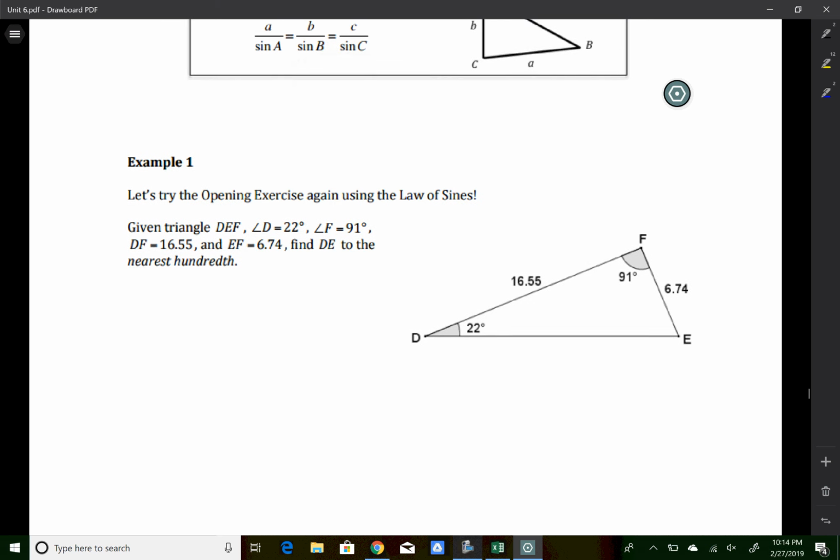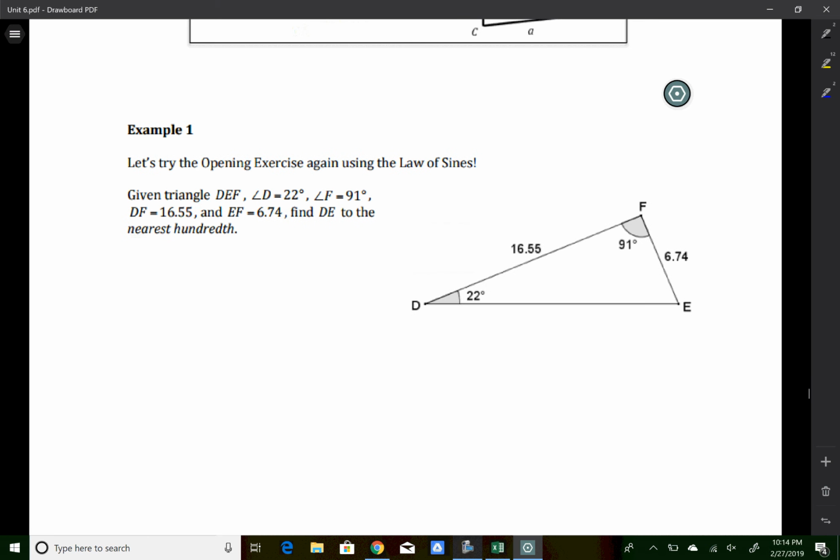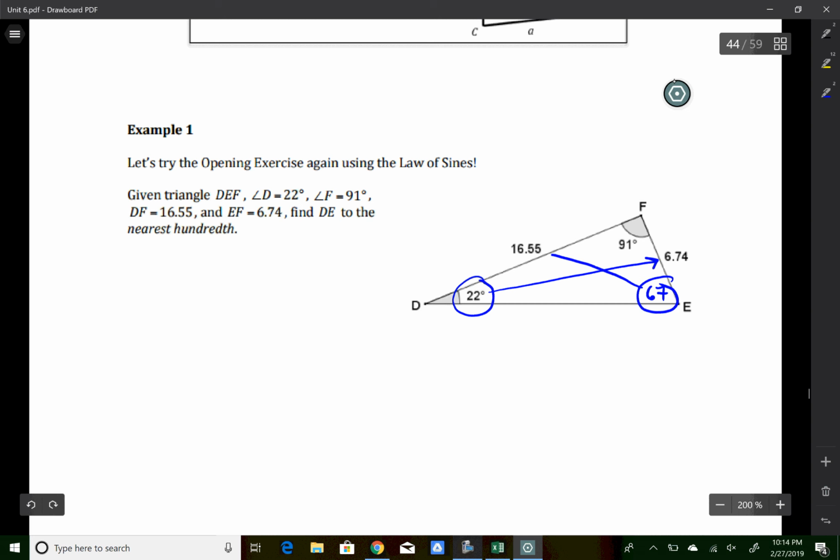Let's go back to the opening exercise. We had already found that angle E was 67 degrees. What we're looking for is what I like to call matching pairs. I'm looking for an angle that has a matching side, a side opposite it. So those are the sides and the angles that I'm going to use. But neither of those would give me a variable. I want to know DE. I want to know X.